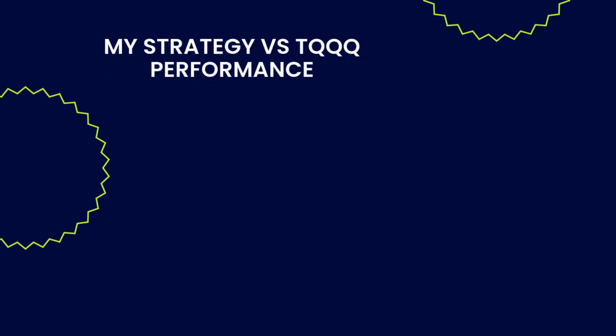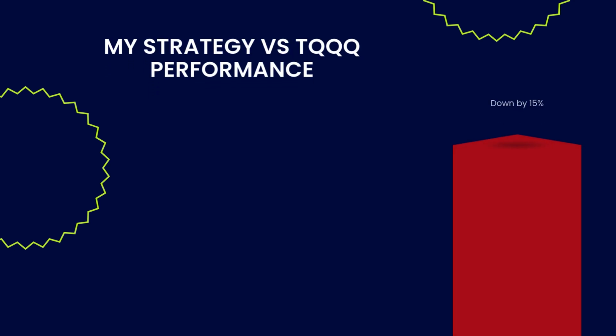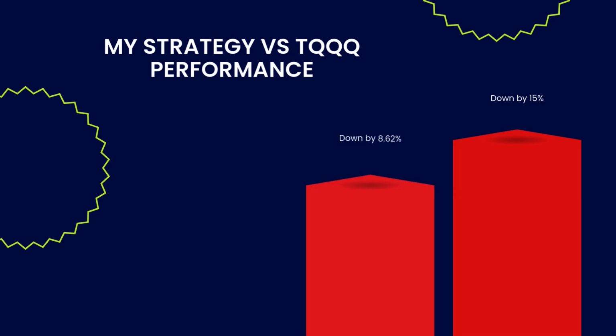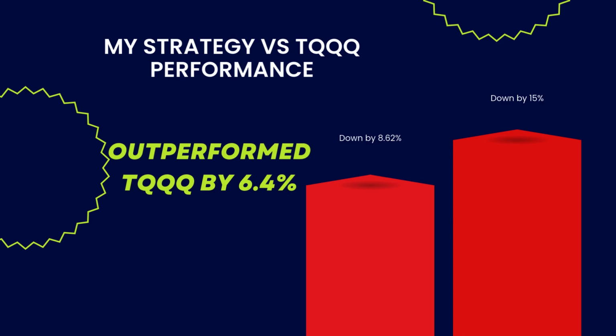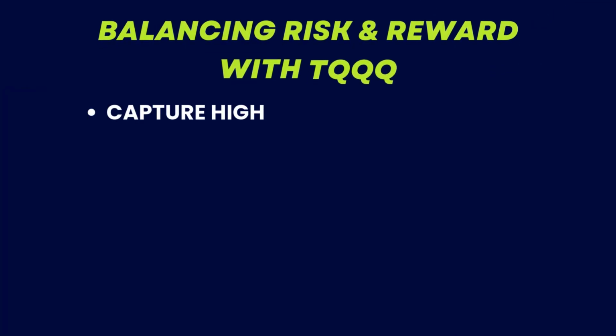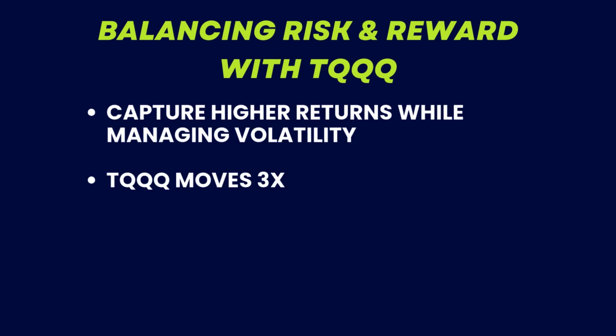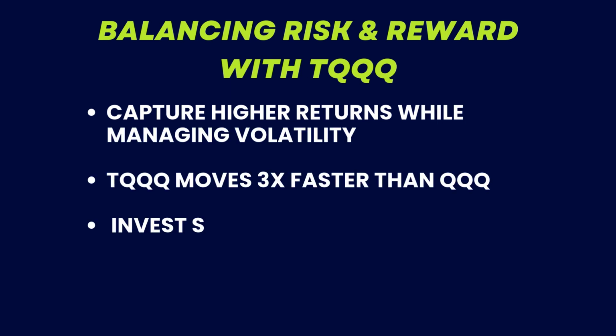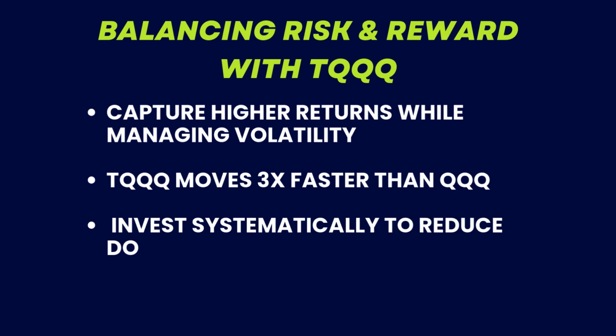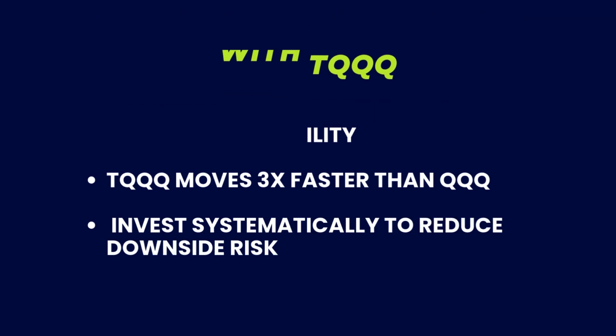Since I started this strategy, TQQQ has dropped by 15%, but my portfolio is down only 8.62%, meaning I have outperformed TQQQ by 6.4% so far. This approach of strategic averaging down and adjusting position sizes allows me to mitigate losses more effectively compared to a simple buy and hold strategy in TQQQ.